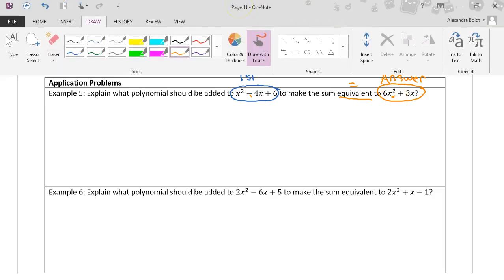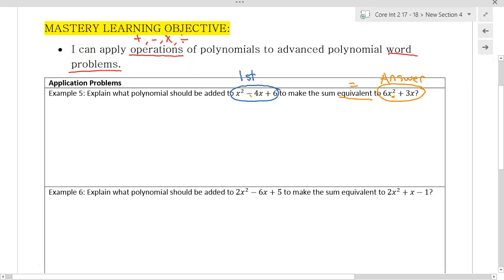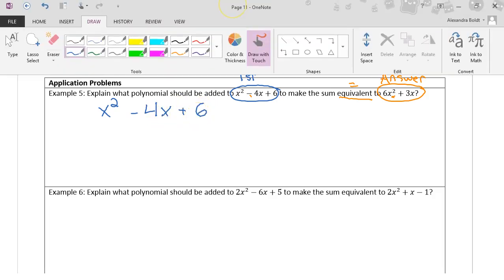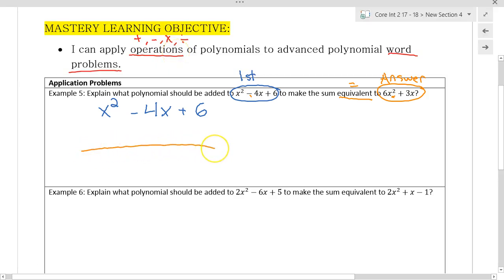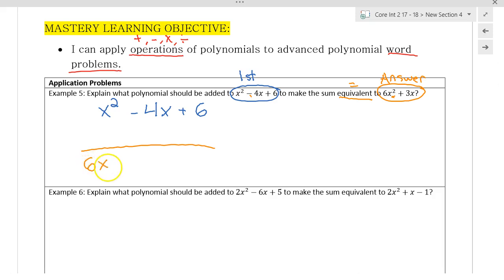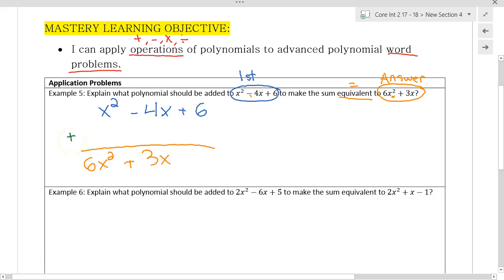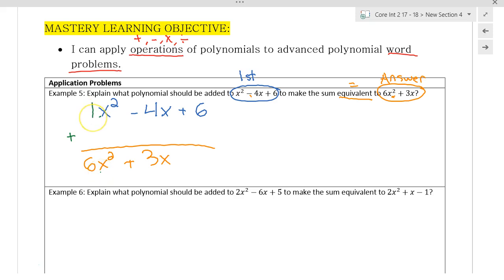The easiest way to set it up is to stack it. I'm going to put x squared minus 4x plus 6. I'm going to leave the middle part blank, leave room here. And underneath that line, I'm going to put 6x squared plus 3x. And all I'm doing is filling in this blank. What should add to it? So, x squared plus what is going to be 6x squared? Or 1 plus what is going to be 6?